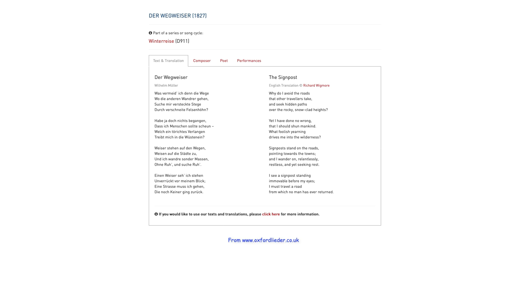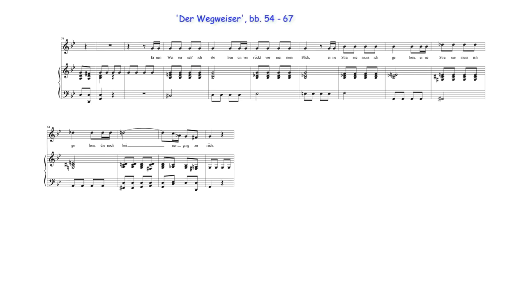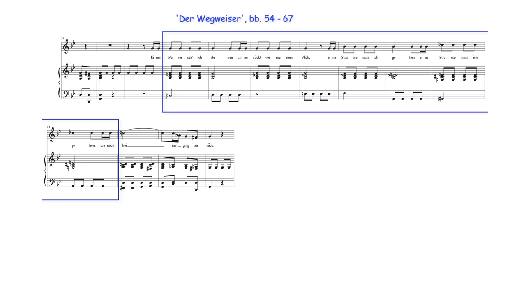Probably used by Schubert as a means of suggesting the aimless wandering described by this song's lyrics, both the Omnibus and Vogler progressions are used in close proximity, beginning with the Vogler progression in bar 57.